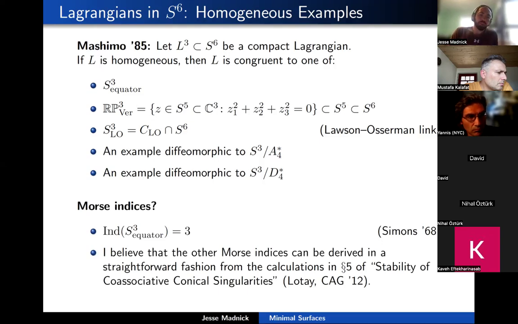So the equatorial 3-sphere has index 3. The other 4, I don't know what their Morse index is. I've never seen it written down. As far as I can tell, there's a paper of Jason Lotay in which he studies not these submanifolds exactly, but he studies their cones. And he gets some very detailed, very precise calculations. And I'm fairly sure that from those calculations, you can extract the Morse index in a fairly straightforward fashion. I haven't done this. I'd be very curious if anyone wants to do that, to tell me what exactly the Morse indices of these 4 are. I think this is very straightforward from the calculations that he has in that paper.